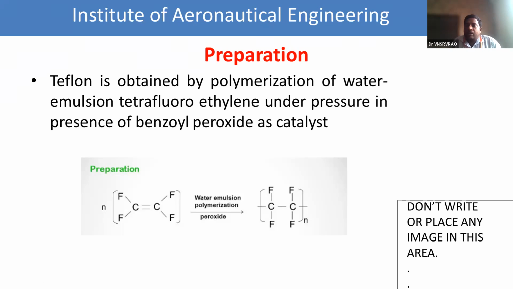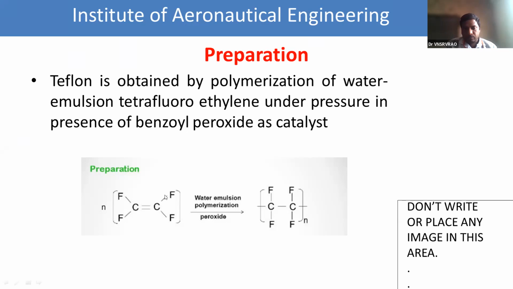So it is called tetrafluoroethylene because it looks like the structure of ethylene. 1, 2, 3, 4: four fluorine atoms are attached to the C double bond C ethylene molecule. This tetrafluoroethylene undergoes water emulsion polymerization in the presence of benzoyl peroxide, which acts as a catalyst. Then tetrafluoroethylene converts into polytetrafluoroethylene.